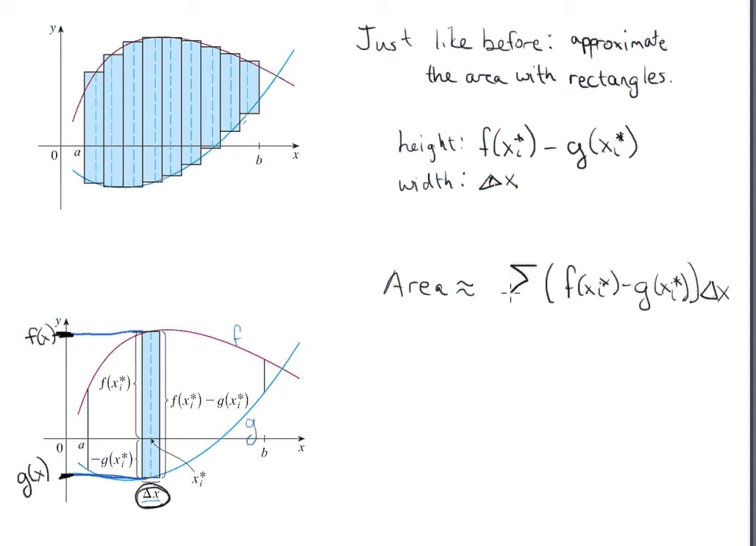And then we add those up, one for each rectangle. So rectangle 1, rectangle 2, rectangle 3, all the way up to the last one, rectangle n, if there are n rectangles. So that's an approximation of the area. Then, of course, if we want the exact area, we have to take a limit of that as the number of rectangles goes to infinity.